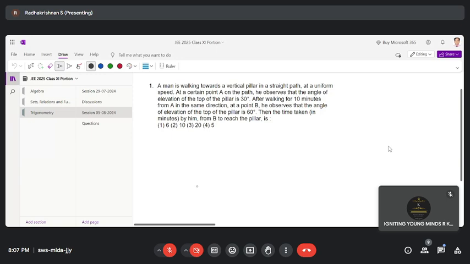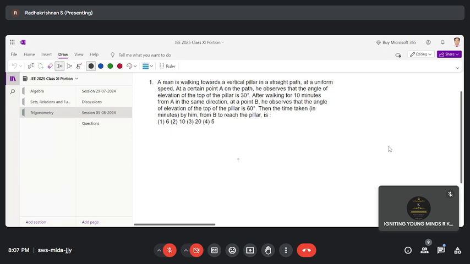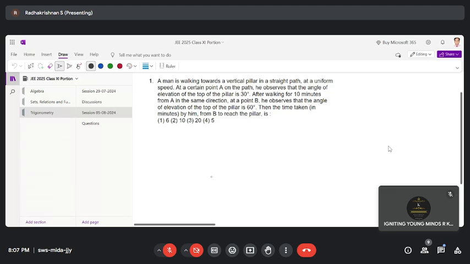Can you share the thing I sent to you in private? Yeah. First, let's draw the diagram, a right angle triangle. A man is walking towards a vertical pillar in a straight path at a uniform speed. So there is a vertical pillar, and this is a straight path. He is walking on this path.